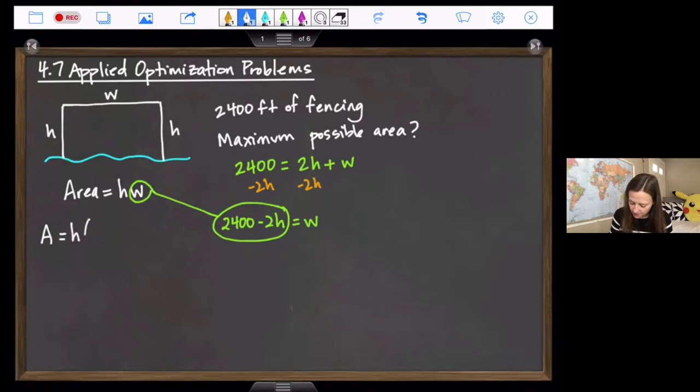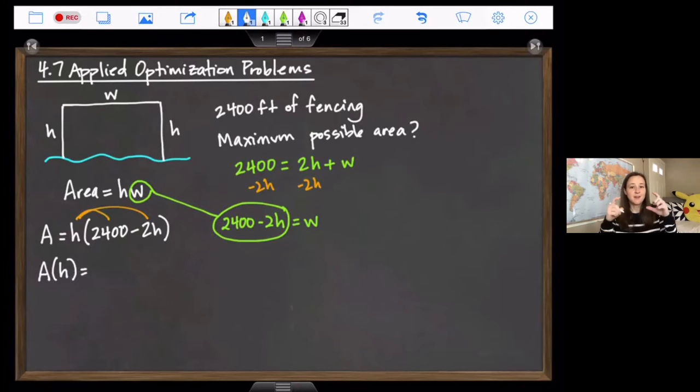It's H times W, and W is getting replaced with 2,400 minus 2H. And that's going to be my function. Now that it's down in one variable, I can take the derivative. I'm going to go ahead and distribute that H to make it a little more derivative friendly. And I'm even going to call this A of H, now that this is a function of just the height of my pen. So that's going to be 2,400H minus 2H squared.